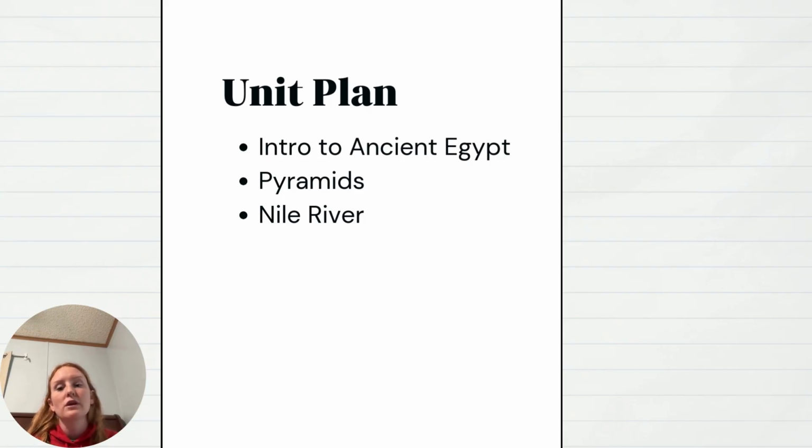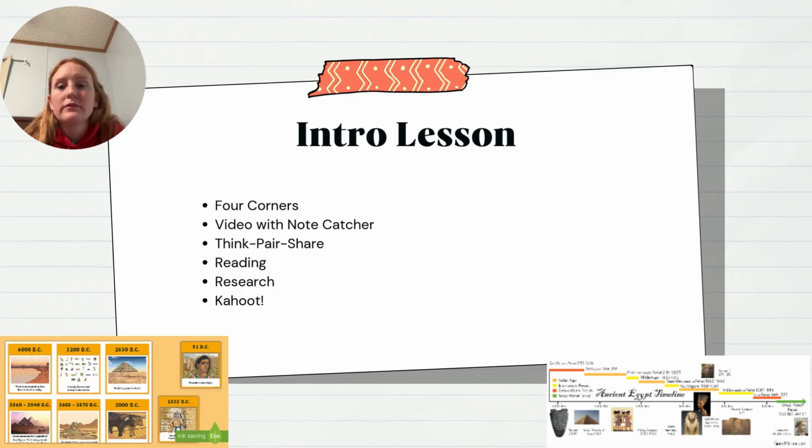The first one is an introduction to ancient Egypt. The next one is about the pyramids, and then the final one is about the Nile River, and then there is a culminating project at the end. For this first lesson plan, students will have an introduction to ancient Egypt. By the end of the lesson, they will be able to identify the characteristics of a civilization like religion, social class, government, writing, agriculture, technology, and architecture.